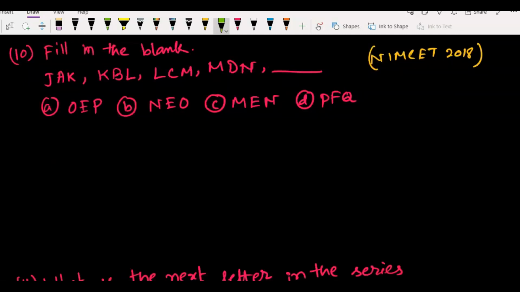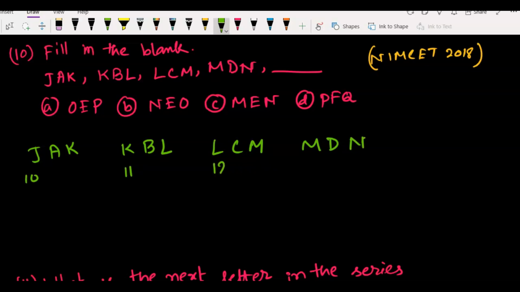We have to fill in the blank. So our first is J, A, K, then K, B, L, then L, C, M, then M, D, N. So J is 10, K is 11, L is 12, M is 13. So the next will be 14. What is 14? 14 is N. Now see A, B, C, D. So next will be E. Then we have K, L, M, N. So next will be O. So the correct answer is N, E, O.